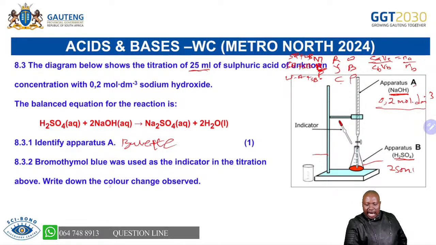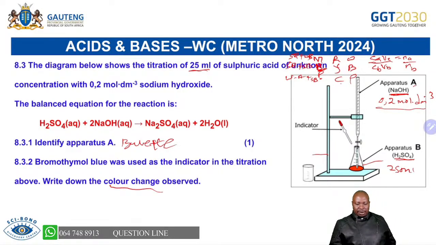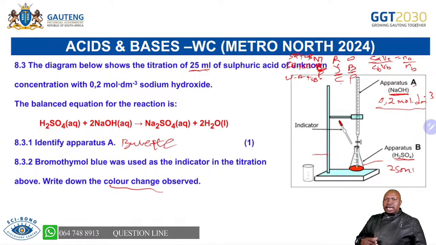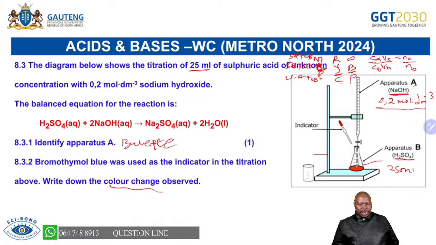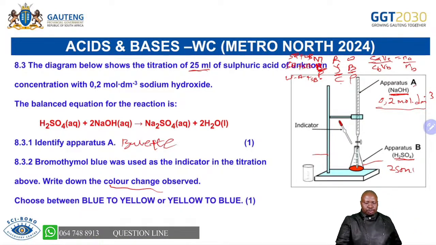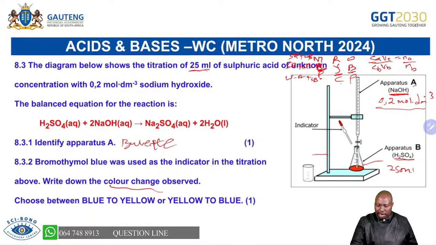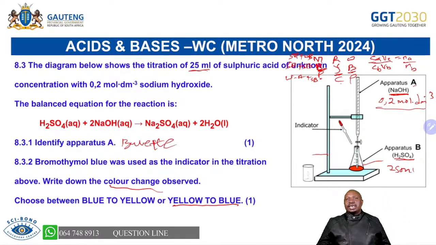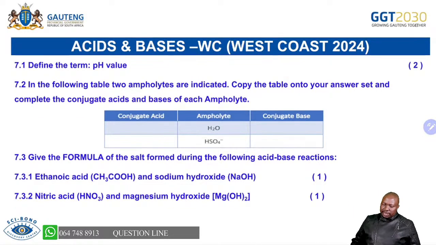Write down the color change. You see now the question is about color change. You are able to say the color change is from yellow to blue. You are able to use that, and it helps you to score as many marks as you can in this particular topic. Choose between blue to yellow, yellow to blue. Already I've chosen for you, that is yellow to blue, because I've shown you there. I'm hoping that you will have all this information and it will help you.